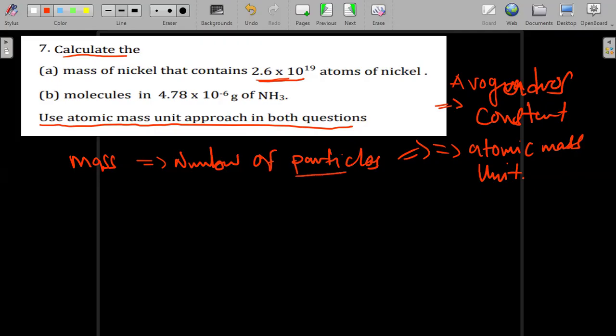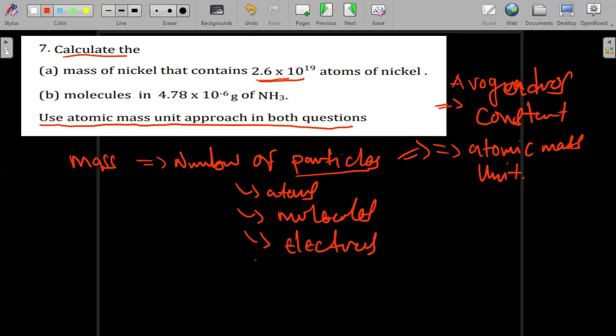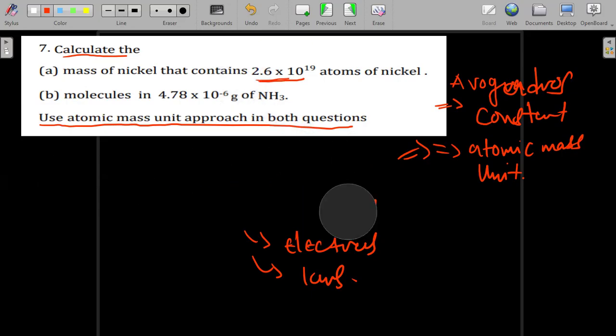These particles can be atoms, molecules, electrons, and also ions. So we can convert mass to the number of particles, and those particles can refer to atoms, molecules, electrons and ions. We can convert mass to all of these that I've listed here. All right, so let's first of all look at the first question.